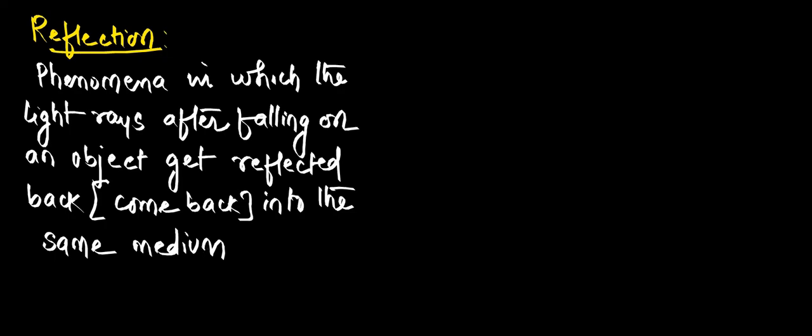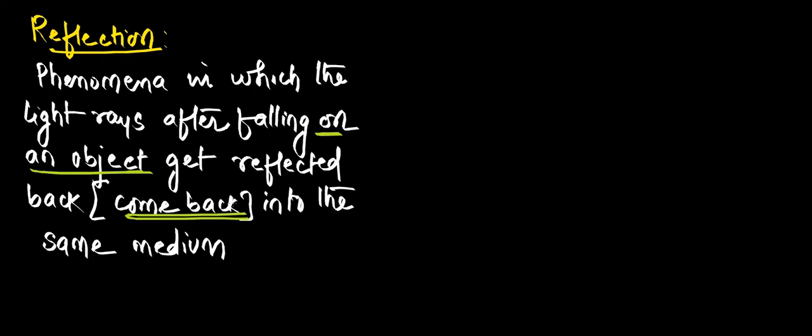That's the meaning of that. So it's a phenomenon in which the light rays, after falling on an object, get reflected back into the same medium. So what does it mean? If they don't fall on an object, they don't get reflected, right? If there is no obstacle, no object, they just go like that. If there is any obstructor, any object in their path, then they get reflected back.